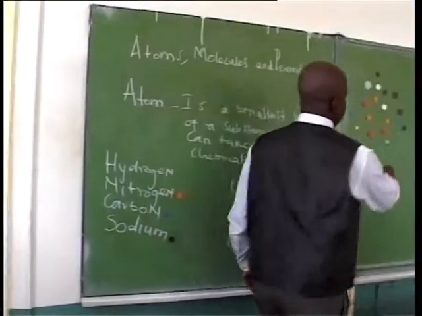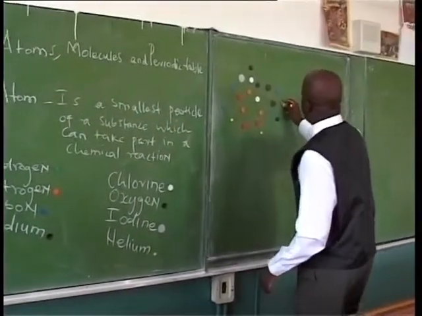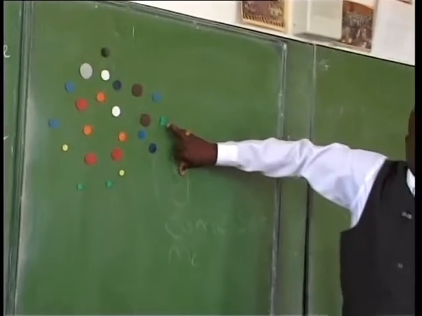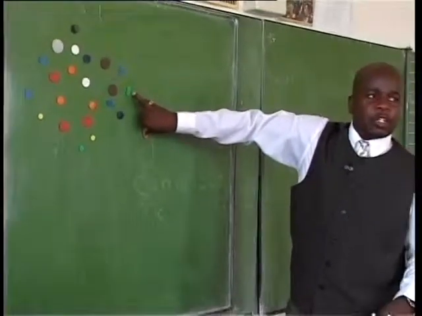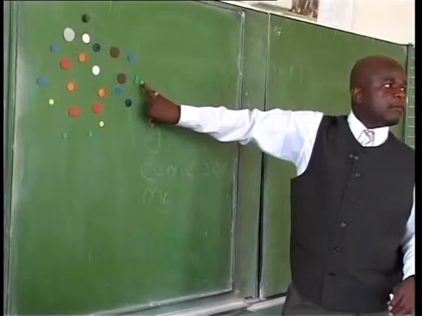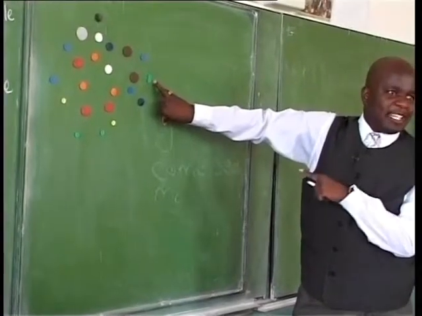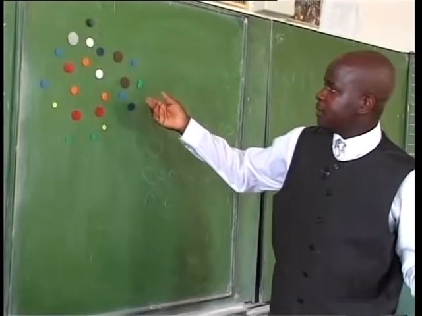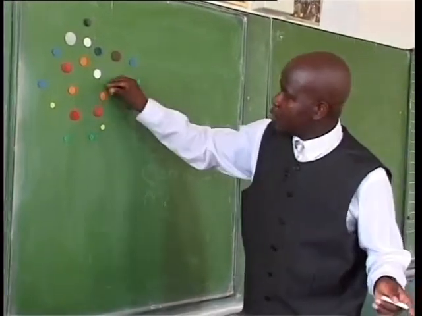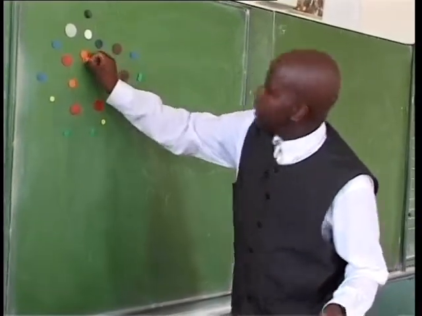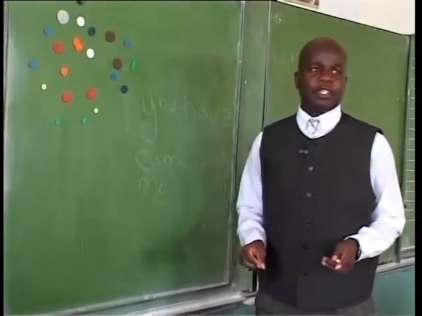The teacher then moves on to discuss molecules with the learners. If you can look here, I brought the two together. What are these? Which atoms are these? Hydrogen. Okay, hydrogen atoms. Then which one is nitrogen? The orange one. The orange one is our nitrogen. Then I put the nitrogen together.